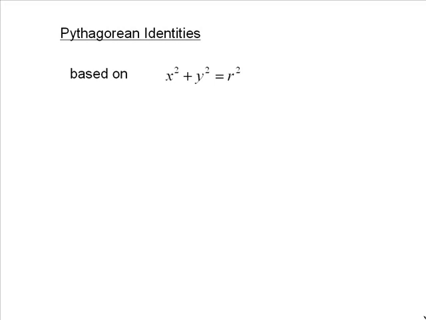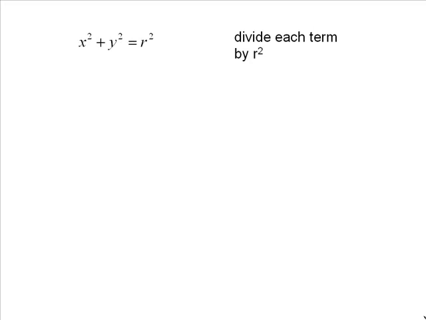Now, it occurred to somebody a long time ago that if you took this basic relationship and then divided each of the terms by r squared, mathematically you're okay, right? Because you're dividing every term by the same variable, assuming r is not equal to 0, that is. And then you get this, x squared over r squared plus y squared over r squared is equal to r squared over r squared. Now r squared over r squared is just 1, of course.